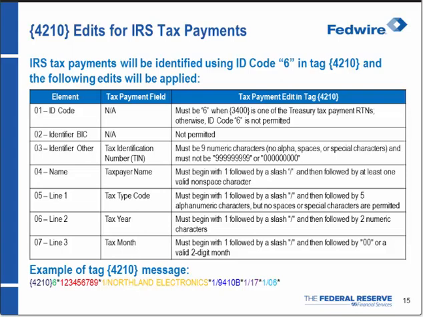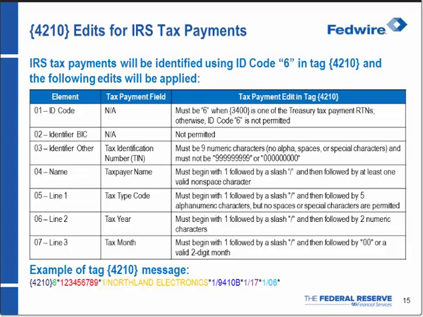So the first field is the ID code, and what we're saying here is that it must be a 6 when the 3400, which is the Fedwire receiver field, is one of the Treasury tax payment routing numbers, there's 2 of them. You're going to have to put an ID code of 6. Otherwise, you won't be able to use this ID code 6 for any other message. The identifier BIC, which is the next data element in this tag, won't be permitted because that doesn't apply here.